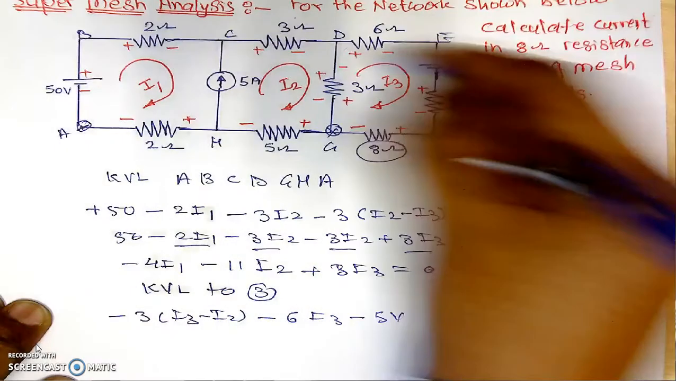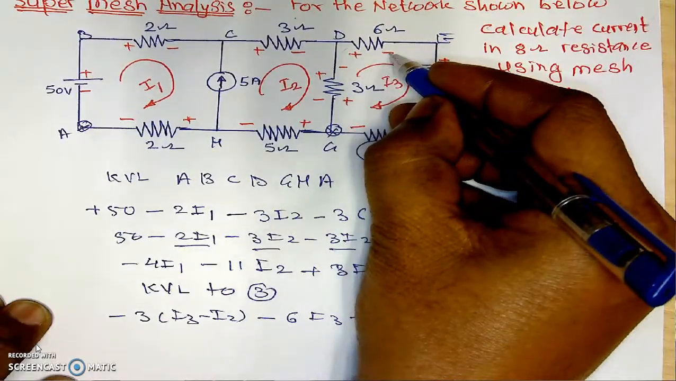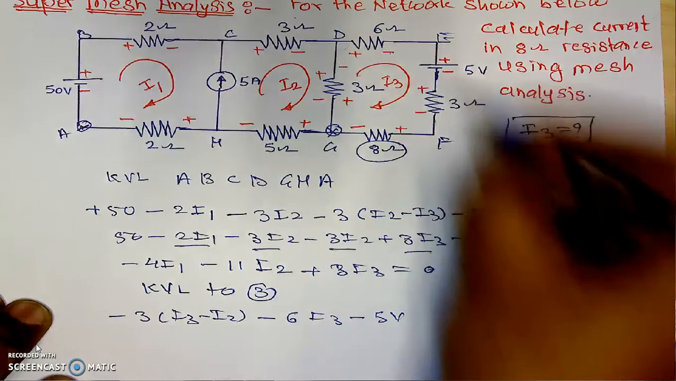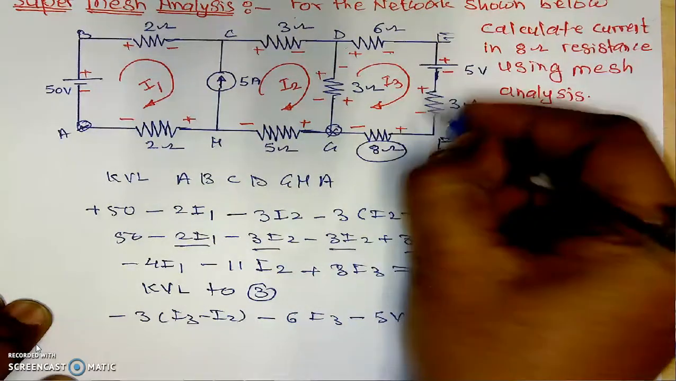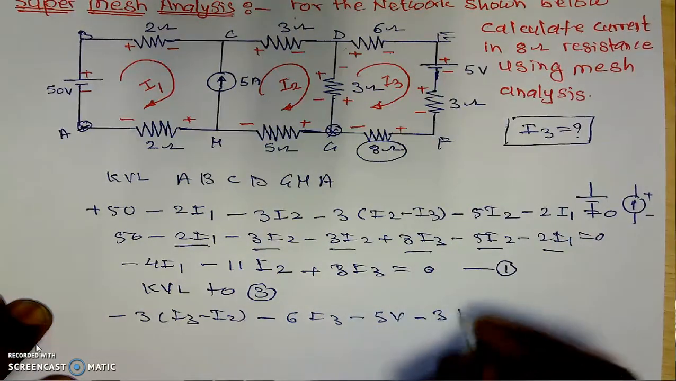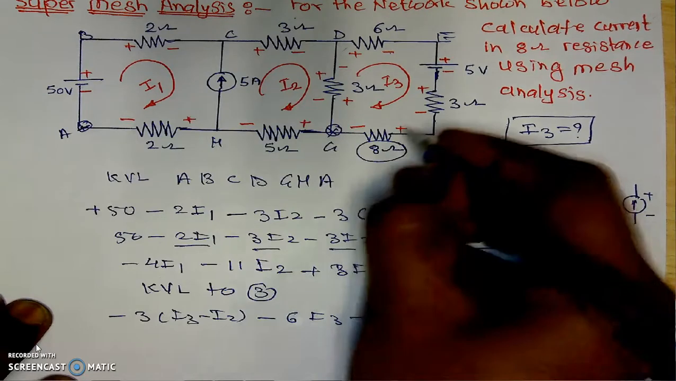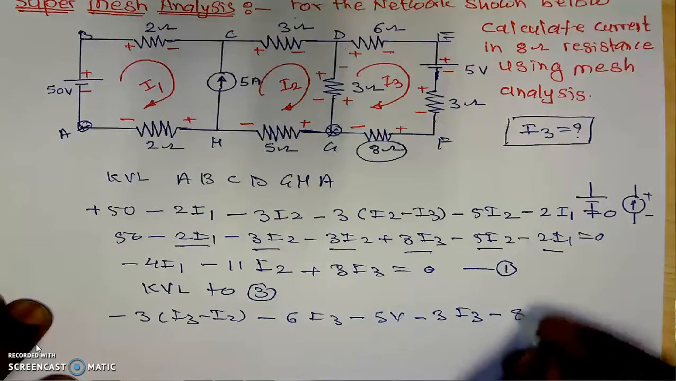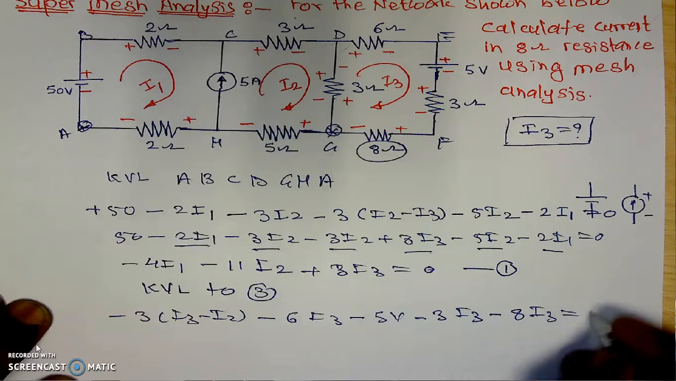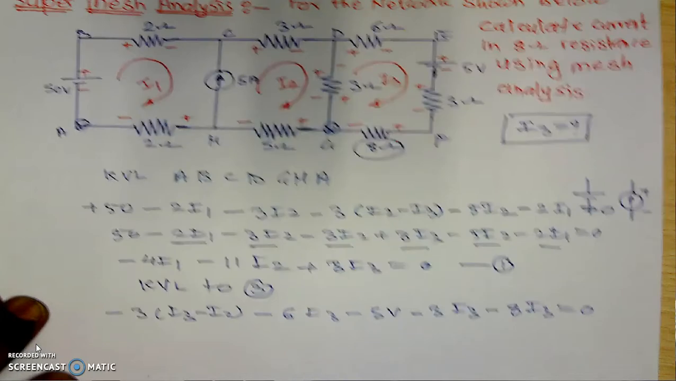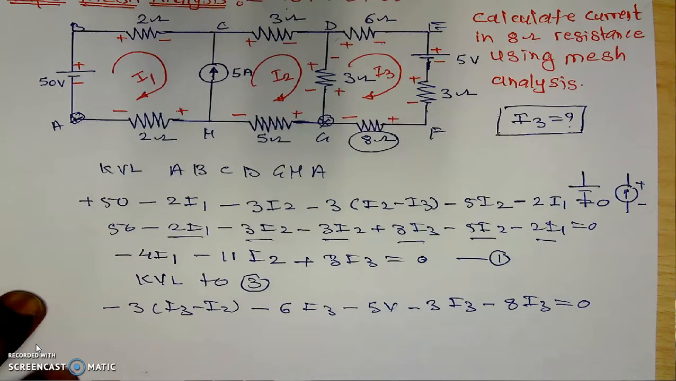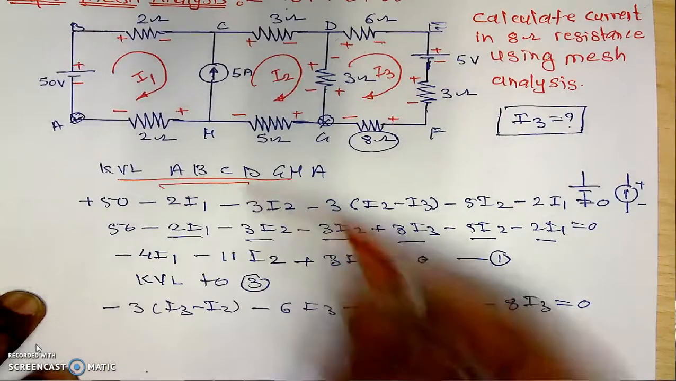Because we are traveling in this direction, positive to negative, that is minus 6 into I3, then positive to negative, which is minus 5, then positive to negative, which is minus 3 into I3. We are coming back, positive to negative, which is minus 8 into I3, which is equal to 0. This is the application of the KVL to loop number 3. Here we are applying the KVL to this super mesh, as well as to loop number 3.